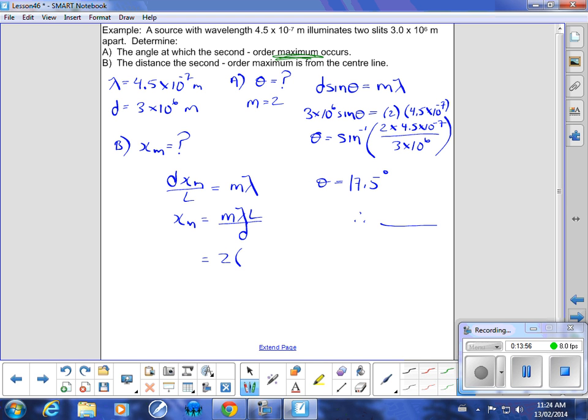So we end up with 2, lambda is 4.5 times 10 to the negative 7th, L... L's unknown, it's not given. And that's divided by 3 times 10 to the 6th.